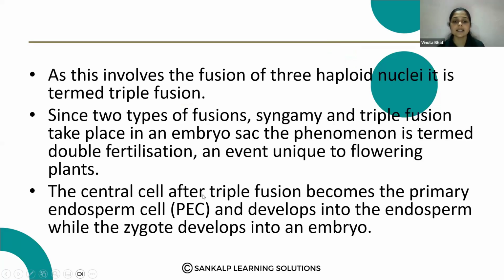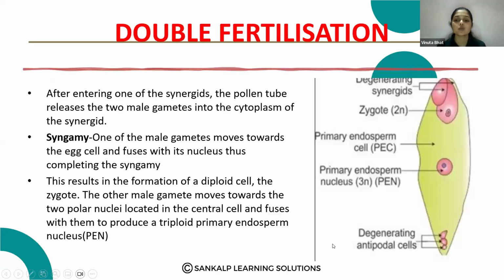The central cell after the triple fusion becomes the primary endosperm cell and develops into the endosperm, while the zygote develops into the embryo. So after the fertilization, the 3N condition is formed in the primary endosperm nucleus. This develops into the endosperm, and the zygote develops into the embryo.